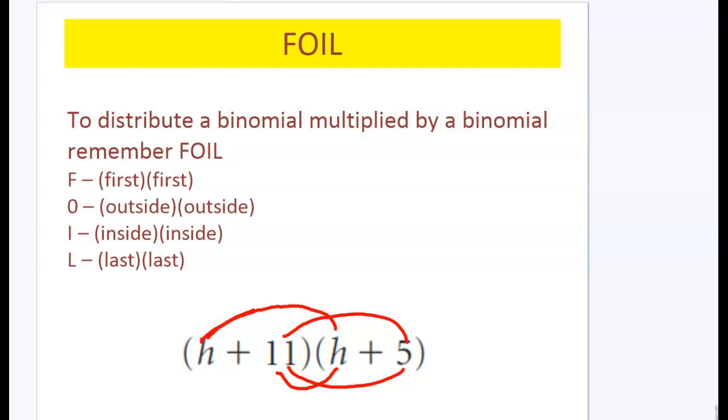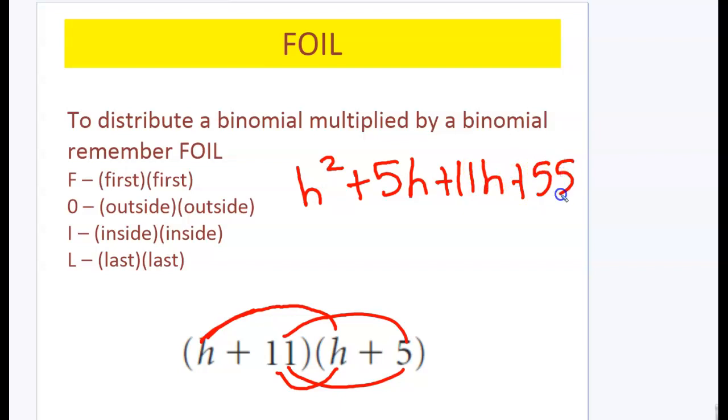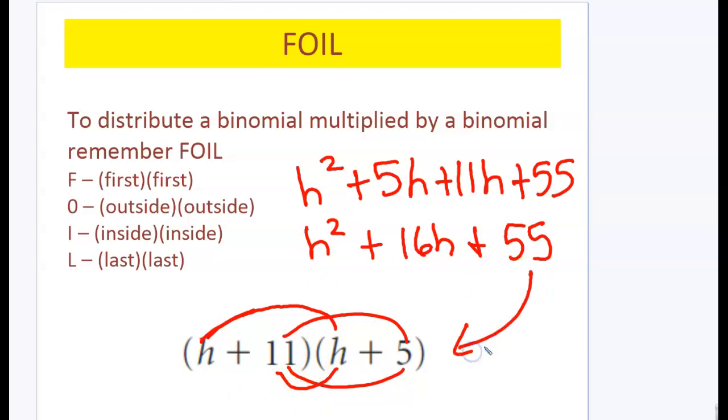Multiplying binomials, if we were to multiply two binomials in this particular case, I would get h squared plus 5h plus 11h plus 55. So if I collected like terms, I would get h squared plus 16h plus 55. So this is changing or expanding two factors into its polynomial. Now we're going to be looking at going from the polynomial back to the two factors.